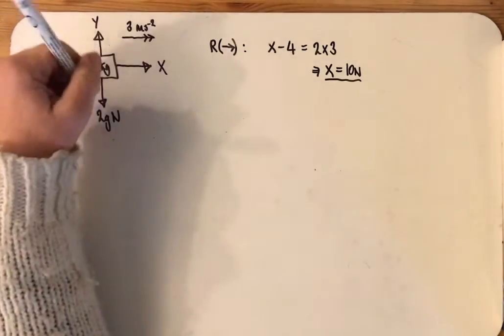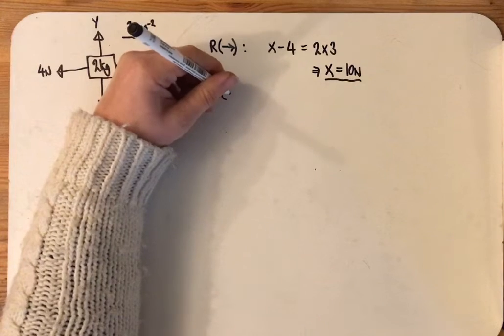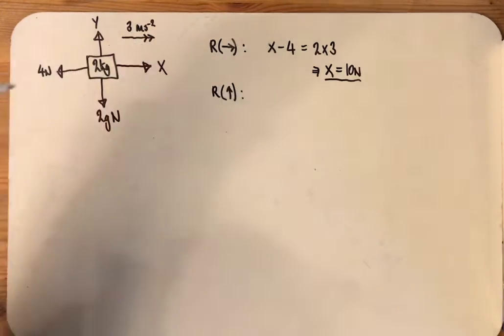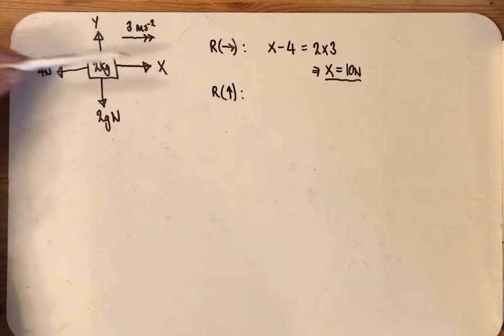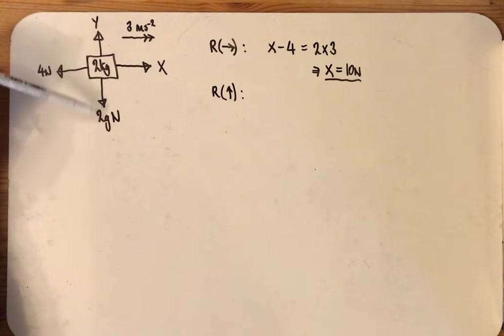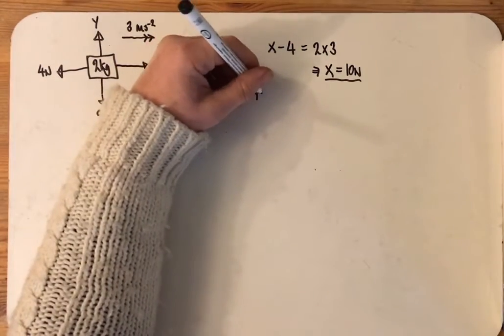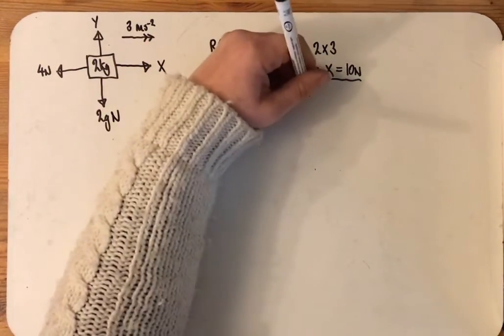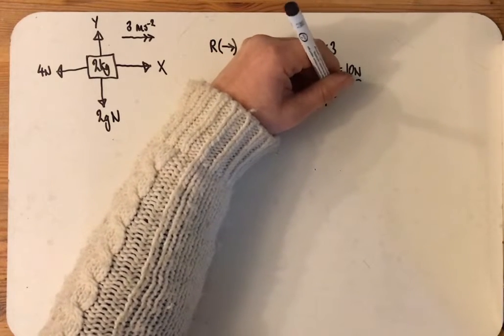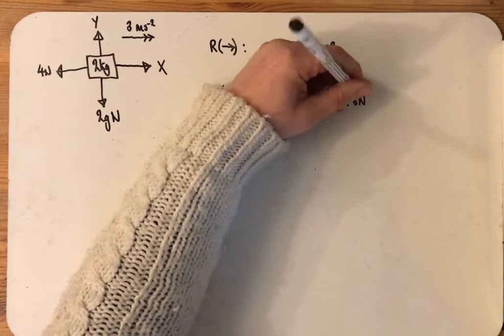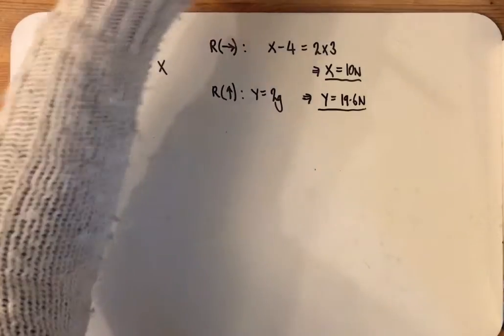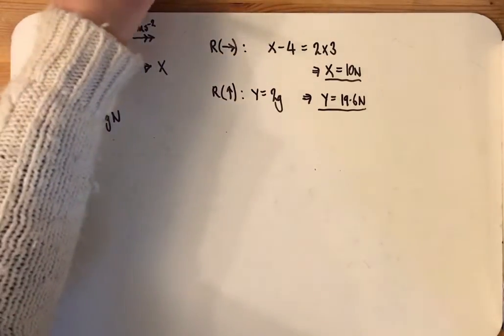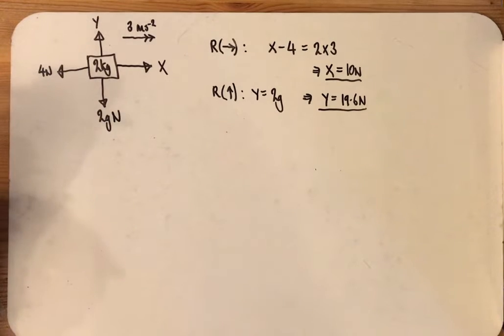newtons. And then we can also resolve vertically. You could use F equals ma and set a to 0, but I would just think, well, there's no movement vertically, especially as it's accelerating in this horizontal direction. And so these forces are in equilibrium, and so y is equal to 2g, and 2 times 9.8 is 19.6 newtons. So I definitely would take your positive direction with the direction of motion.